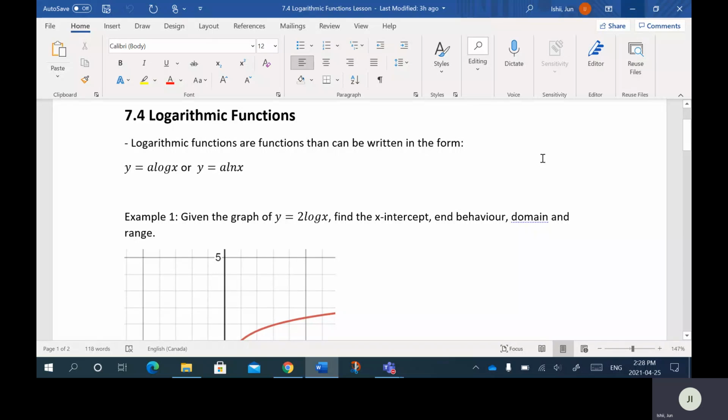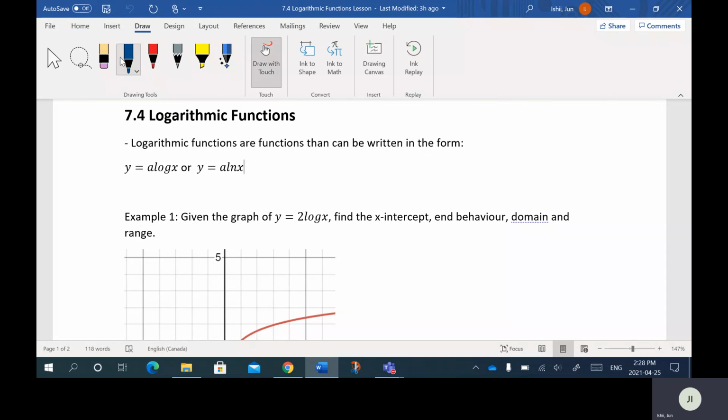All right, so the next lesson is on logarithmic functions. Logarithmic functions are functions that can be written in the form, right? So there's actually two forms. This is the more general log function. Now, this is a kind of a specific one, but in terms of properties, they're very, very similar.